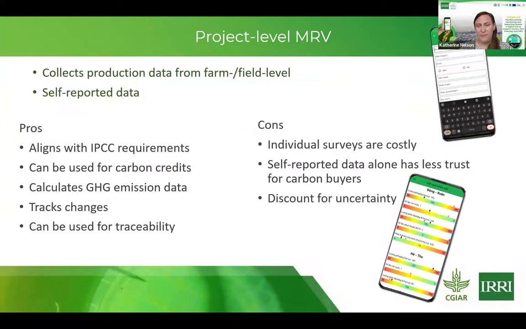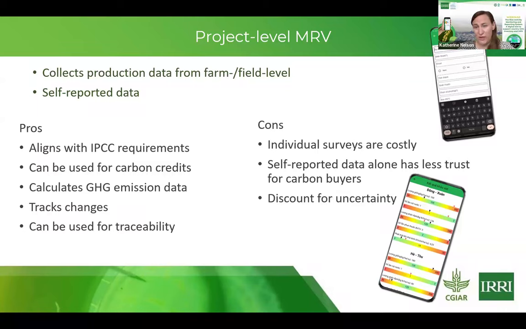So when we talk about project level MRV, this is really collecting data mainly through surveys at the field or farm level. And this is going to be mostly self-reported data. Benefits are that it aligns with the IPCC. It can be used for carbon credits. It calculates emission data, tracks changes, and can also be used for traceability of products. However, the cons are that individual surveys are costly, and this is generally done by a field agent. Farmers can be trained to enter this data themselves, but they need to be quite advanced in terms of their literacy around digital tools.